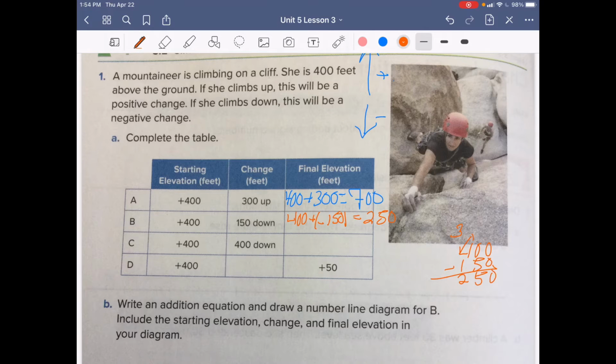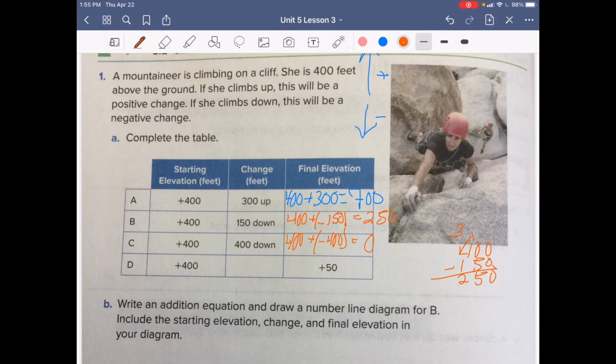Letter C, we are starting at 400 and we're going down 400. So 400 plus negative 400 equals 0 because they cancel each other out. They are the same distance away from 0, so they cancel each other out.